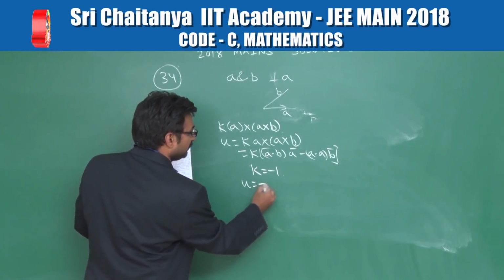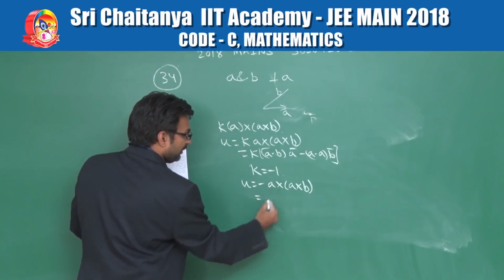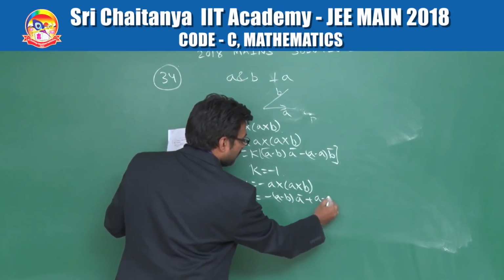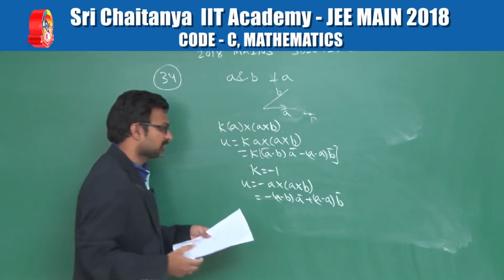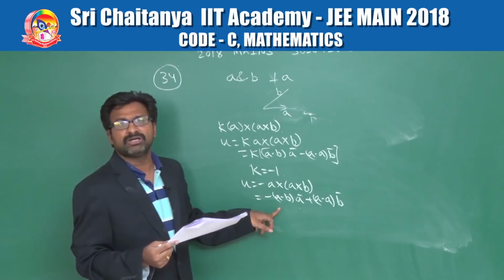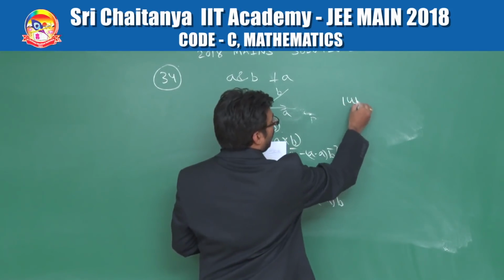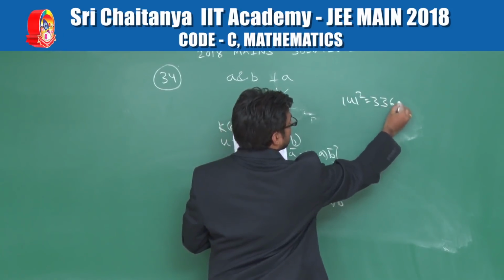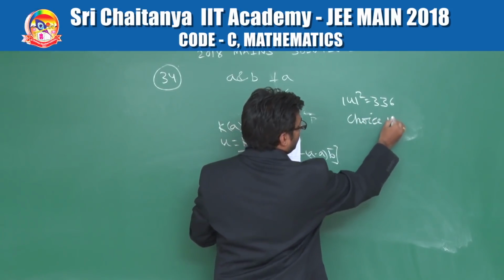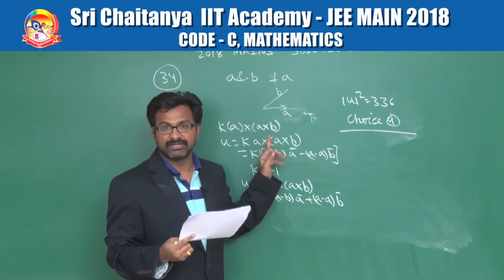So, U is equal to minus of A cross B, that is minus of A dot B into A bar plus A dot A into B bar. You know the values of A bar, B bar, A dot A and B dot B. Put all of them back in the given thing, then you will get mod U square is equal to 336. Hence, choice 4 or option 4 is the correct answer for 34th one.